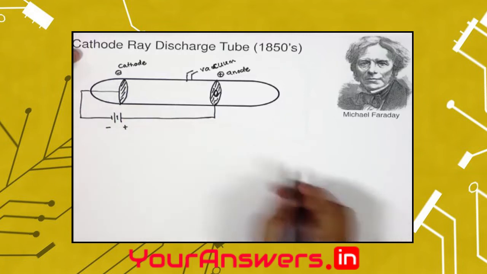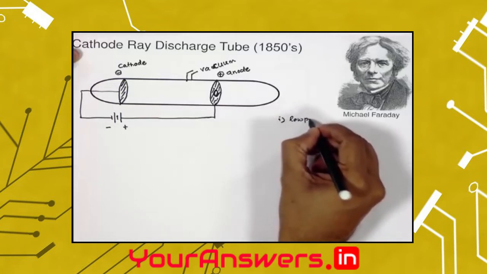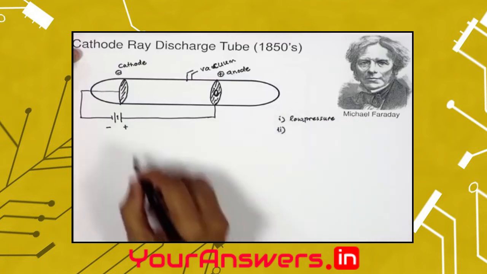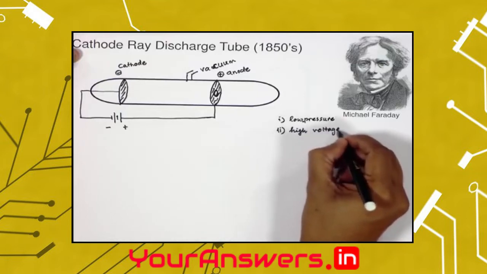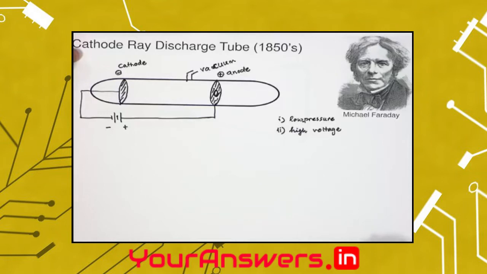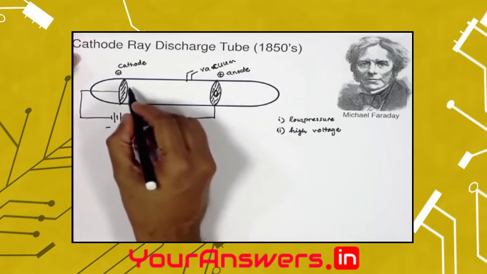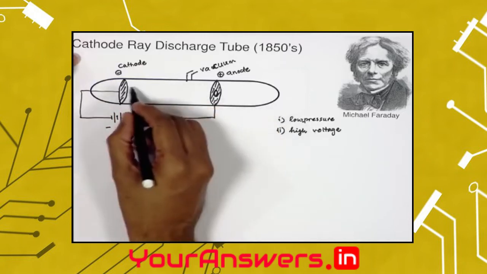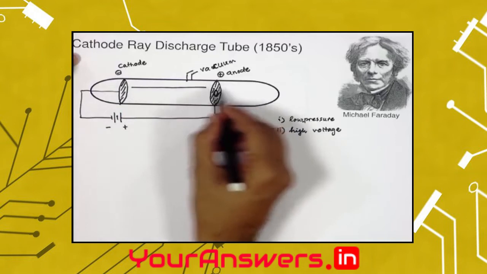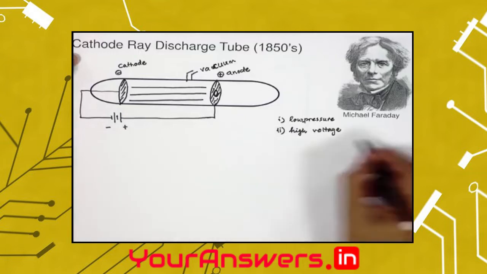There are two important things here. First, we created a vacuum, so that means very low pressure exists, and the second thing is that we are going to apply very high voltage. When you do that, we see in this cathode ray discharge tube experiment that several rays originate from this cathode terminal and travel towards the anode. So, you would see several rays, and these rays are called cathode rays.